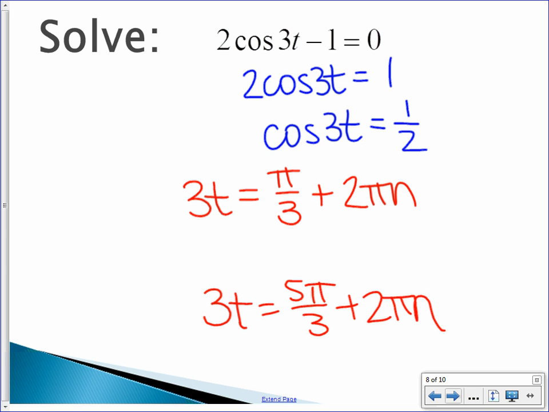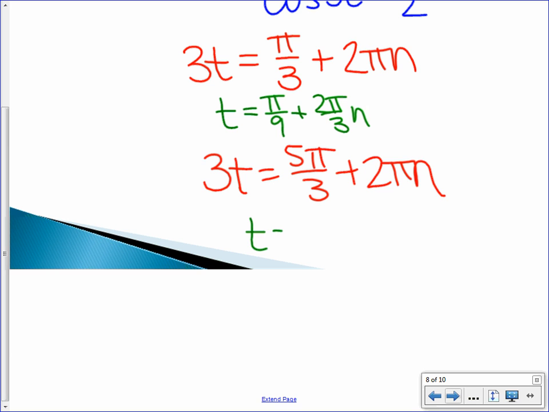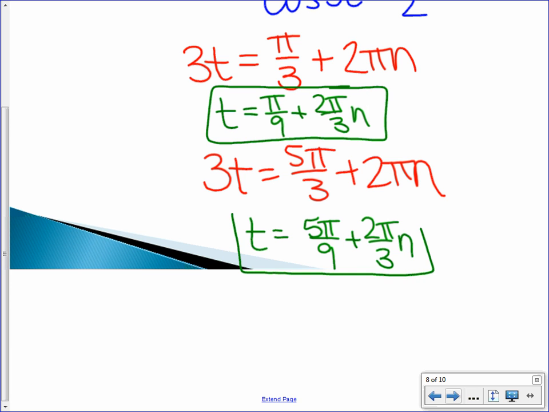So if I actually want to know what t is, what are we going to have to do? Divide everything by 3. So this becomes t equals pi over 9 plus 2 pi over 3n. And this one becomes 5 pi over 9 plus 2 pi over 3n. And those are our solutions. We can't divide by that 3 until after we write our angles out, because 3t is the angle.